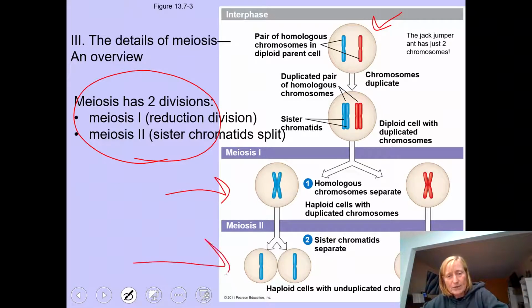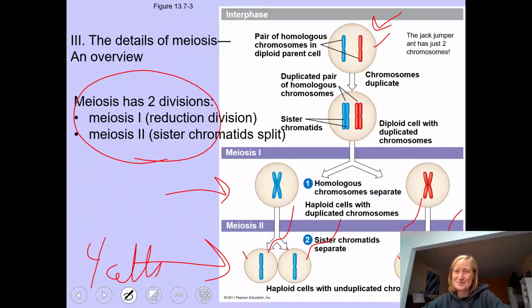So we end up down here with 4 cells that have half the genetic material. Each cell has 1 chromosome, okay, instead of 2. So these cells, if you want to draw a little sperm, are going to become sperm, for example. We're going to take a look at the details of meiosis by drawing out meiosis 1 and meiosis 2 on a whiteboard drawing. We'll probably draw it a little faster than we did with mitosis, but there's lots to learn, so we will do that next. Thanks so much.